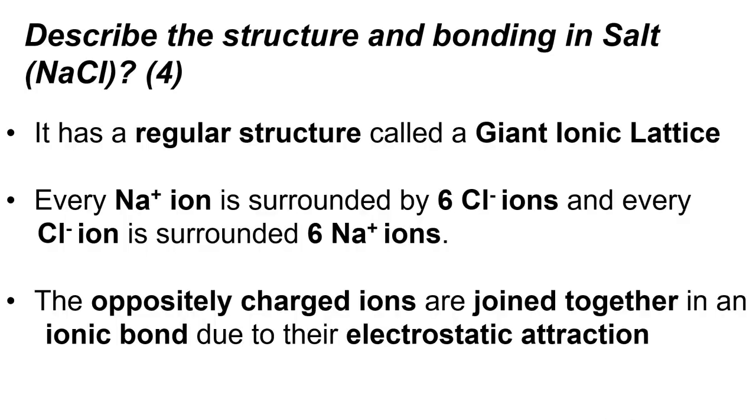So describe the structure and bonding in salt. It has a regular structure called a giant ionic lattice. Every Na plus ion is surrounded by 6 Cl minus ions, and every Cl minus ion is surrounded by 6 Na plus ions. This is because we live in a 3D universe. The oppositely charged ions are joined together in an ionic bond due to their electrostatic attraction.